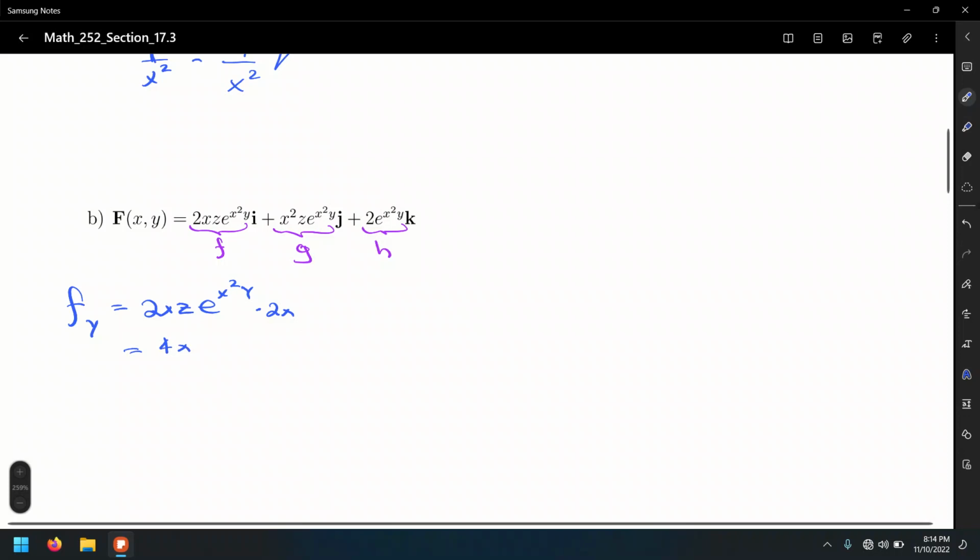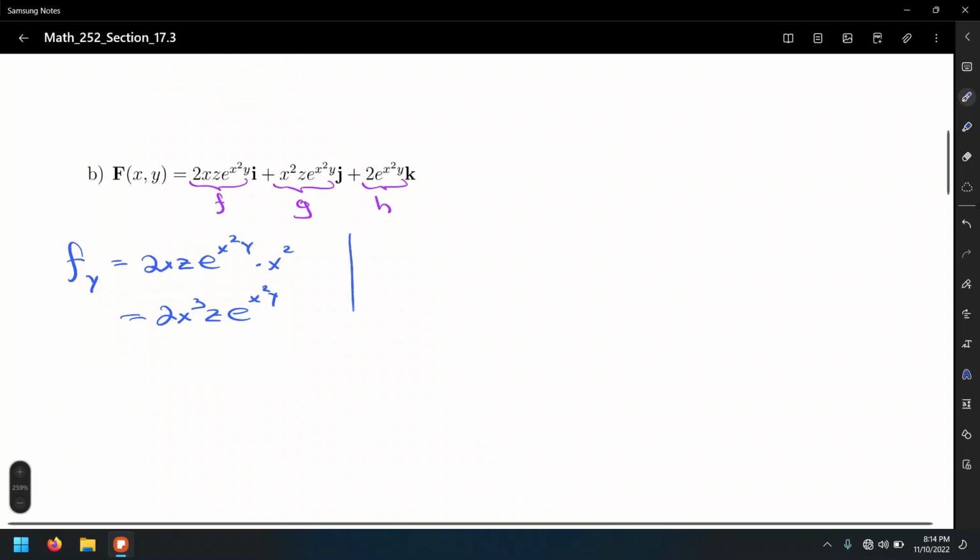That's a 4x squared z e to the x squared y. Let me make it a little bigger. What is that? Partial with respect to y. With respect to y, yes. So x squared, yeah, that's what I meant, but not what I wrote. So e to the x squared y. So that's a partial derivative with respect to y of f.